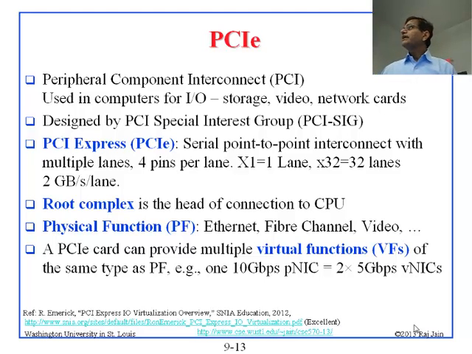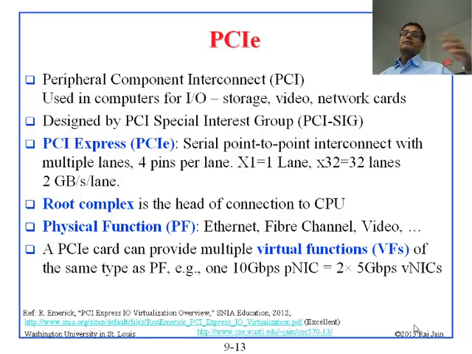PCI Express is a serial point-to-point interconnect with multiple lanes, and you need 4 pins per lane. When you go and buy a PCIe card, which you can look up on Amazon, you will find 1 lane, 2 lane, 4 lane, 16 lanes. The more lanes you have, the more speed you can get. You can get up to 2 gigabytes per lane, and you can get up to 32 lanes. So 64 gigabytes. It doesn't go very far. It's a very short bus. But that's how you can get all these big speeds for very cheap prices.